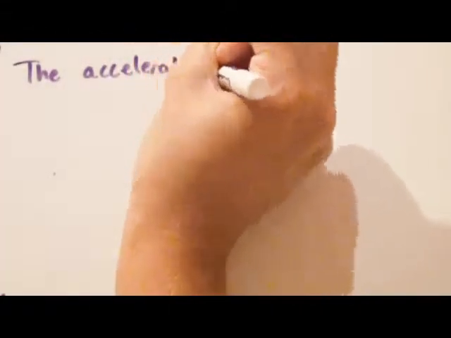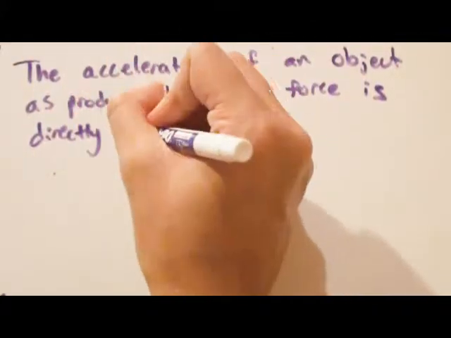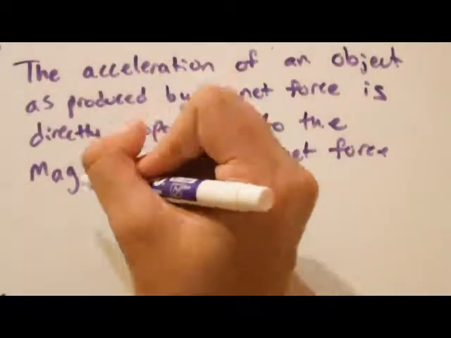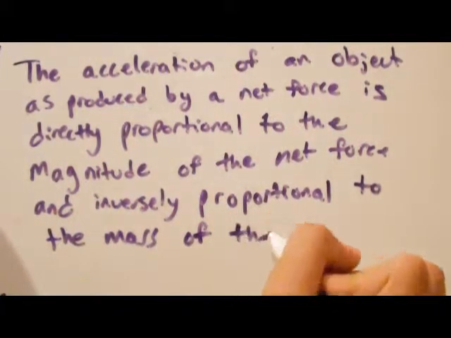Second law is defined as the acceleration of an object as produced by a net force is directly proportional to the magnitude of the net force in the same direction as the net force and inversely proportional to the mass of the object.